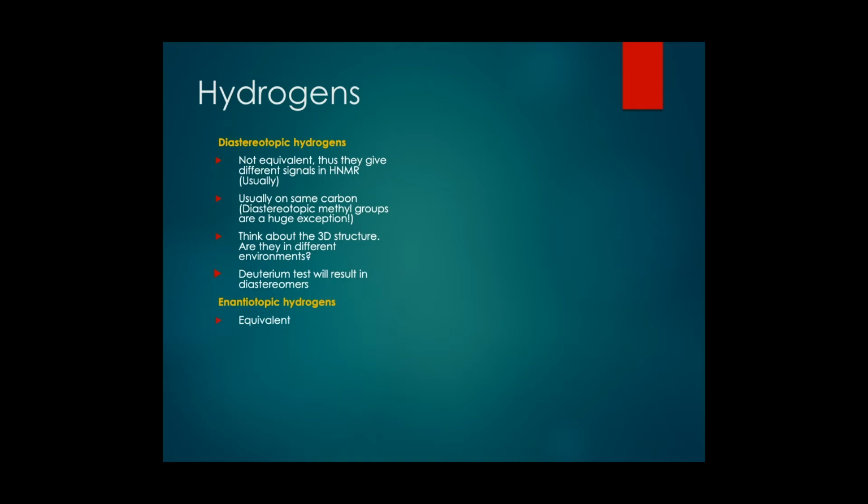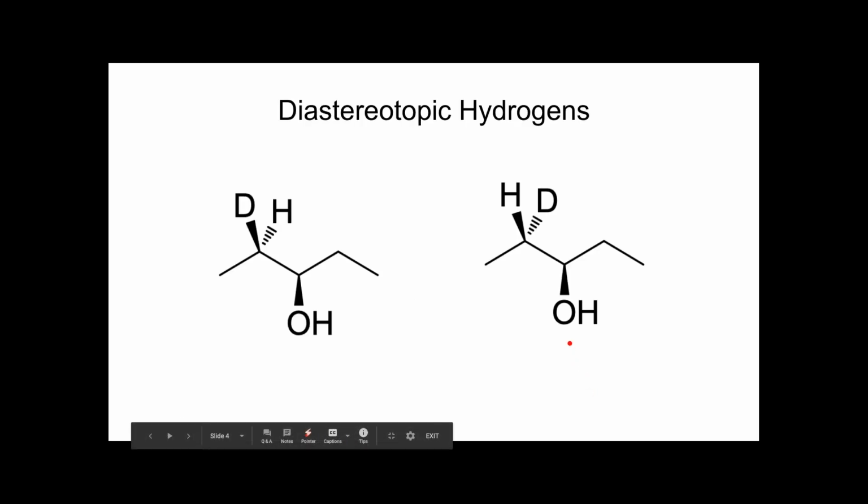Enantiotopic hydrogens are equivalent, so they'll give the same signal in an HNMR. During a deuterium test, they form enantiomers, and they're usually on different carbons. Okay, so let's practice with a simple molecule. We have 3-pentanol. So let's do a deuterium test.